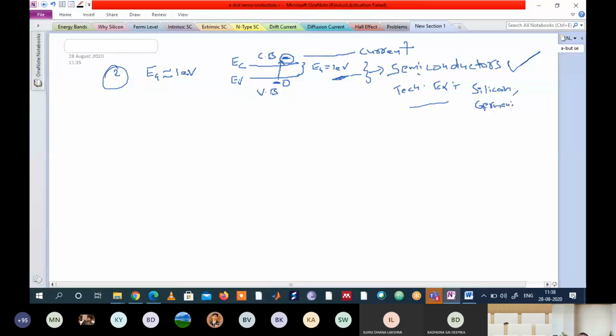Are they single crystal semiconductors or compound crystal semiconductors? No, they are not compound, because silicon is single and germanium is single, isn't it? So they are called single crystal semiconductors. Now there are also compound crystal semiconductors. Can you name the compound crystal semiconductors?